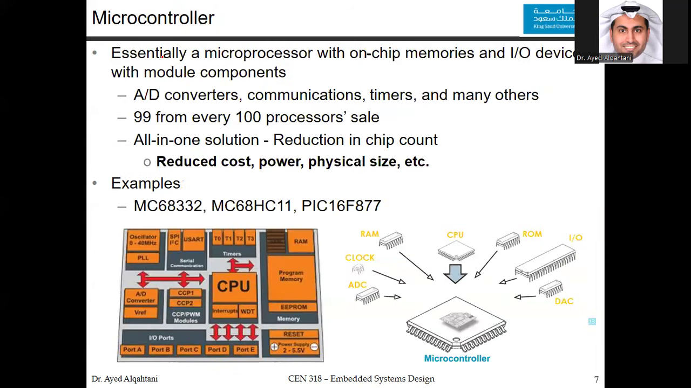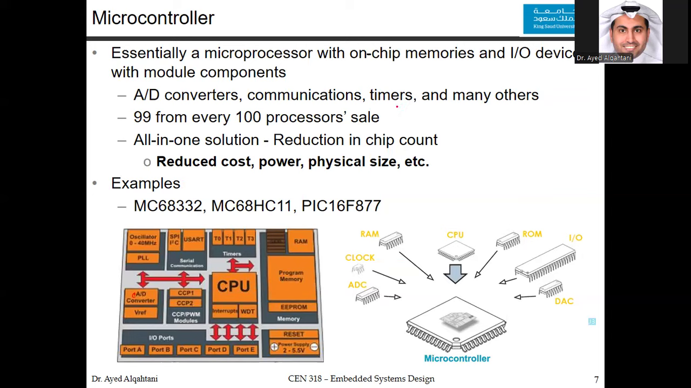Now, the microcontroller is essentially a microprocessor plus other modules. These other modules are on-chip memories and I/O devices with different module components, as you can see here. The whole thing here is a microcontroller. Some of these module components are analog to digital converters. Then communication modules, and here you have 2 or 3 examples: SPI, I2C, and the UART or the USART. It's basically for communication where you send and receive a stream of bits. Sometimes this is parallel as well, but all of these examples are serial communications.